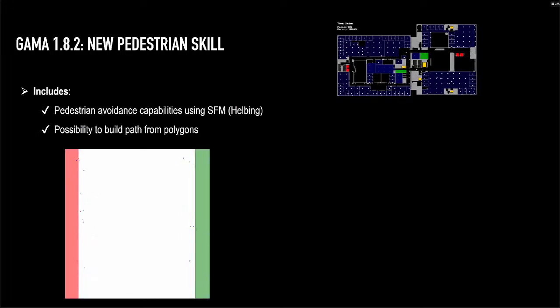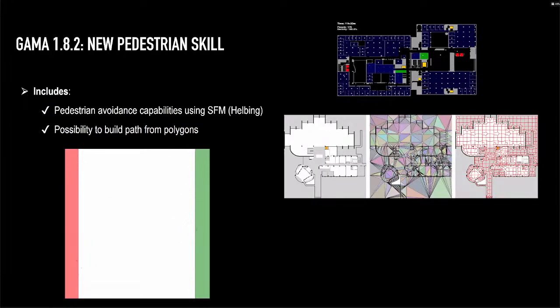What this plugin is doing: first, it integrates a classic avoidance model. It's a social force model, a classic one, by Helbing. That allows agents to avoid other pedestrians or roads, for instance. But it also integrates path computation, because if you are here and you want to go to this room, you have to compute a path.